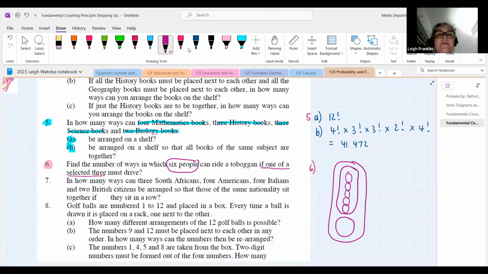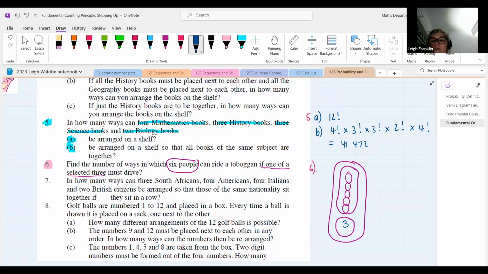So the driver's seat can be filled in 3 ways, not 3 factorial ways, because we're not filling the driver's seat more than once. It's just one seat, but it can be filled by 1 of 3 people. So there are 3 ways in which the driver's seat can be filled.